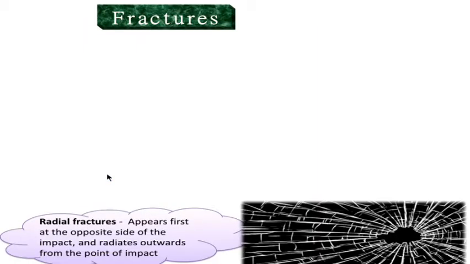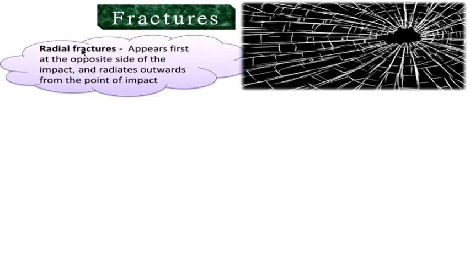Coming to fractures. Firstly, radial fracture. When it is normal glass, once any force is applied to the glass, it starts forming radial kinds of fractures. That was the first fracture that appears on the glass. This is usually seen on the opposite side of the impact. Suppose the force is from this side, but the fracture happens on the back side of the glass. That is radial fractures, and it starts radiating outwards from the point of impact. That is called a radial fracture.